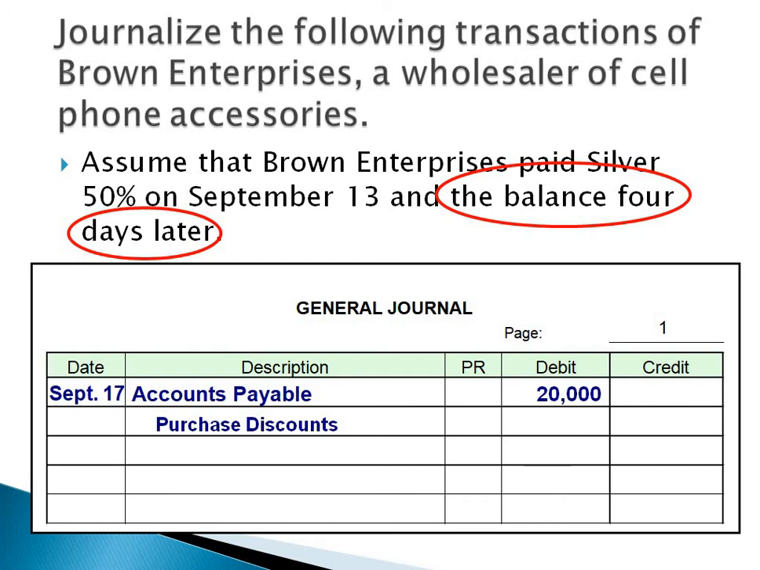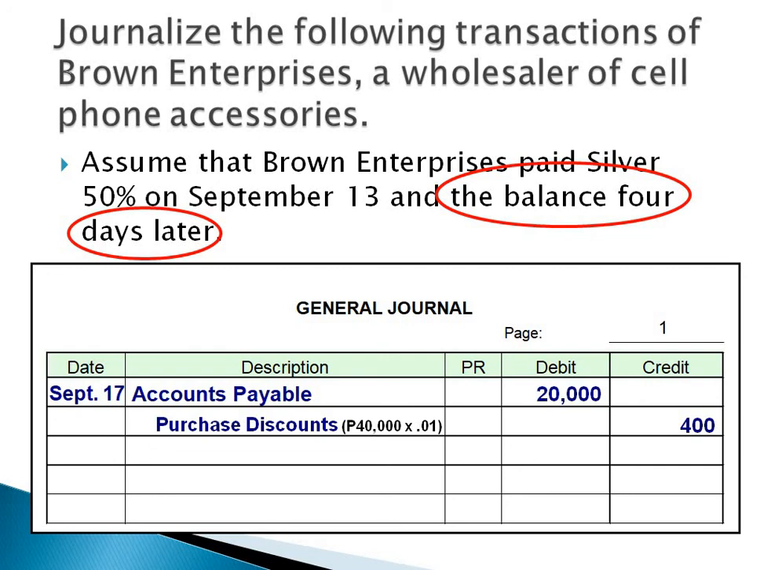That's why the purchase discounts to be credited on September 17 must be 40,000 pesos times 1% or 40,000 times 0.01 in decimal equals 400.